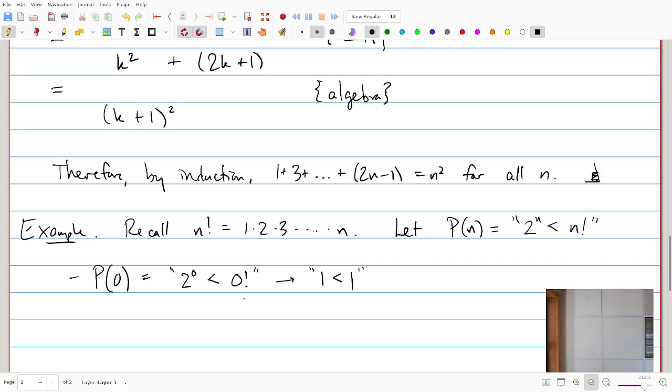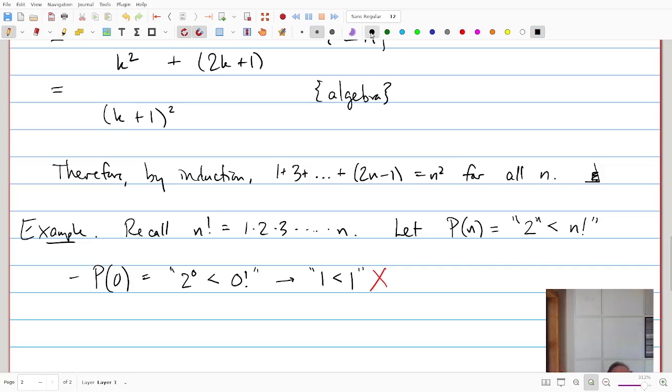Is this operating on the same principle as putting something to the power of zero? It is, actually, because why is 2 to the 0 1? It's because we're multiplying 2 zero times. That's 1, right? Yeah, good point. Very good point. Well, but at any rate, 1 less than 1 is not true.